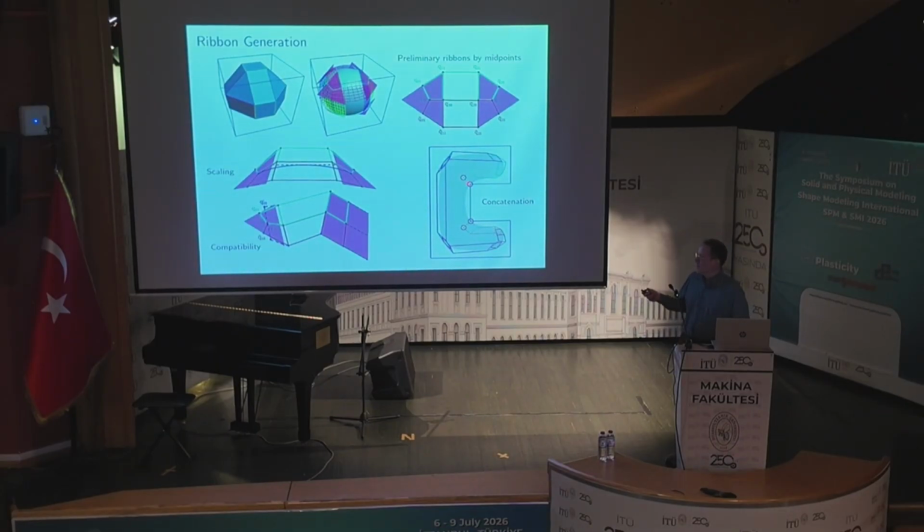So if we have concave corners in the faces, then the Bézier surfaces around these corners should be concatenated. So in this case, for example, we have 1, 2, 3 Bézier ribbons. And because these two corners are concave, these three ribbons should be concatenated into one B-spline ribbon. And with that, we are done with the ribbon creation process.